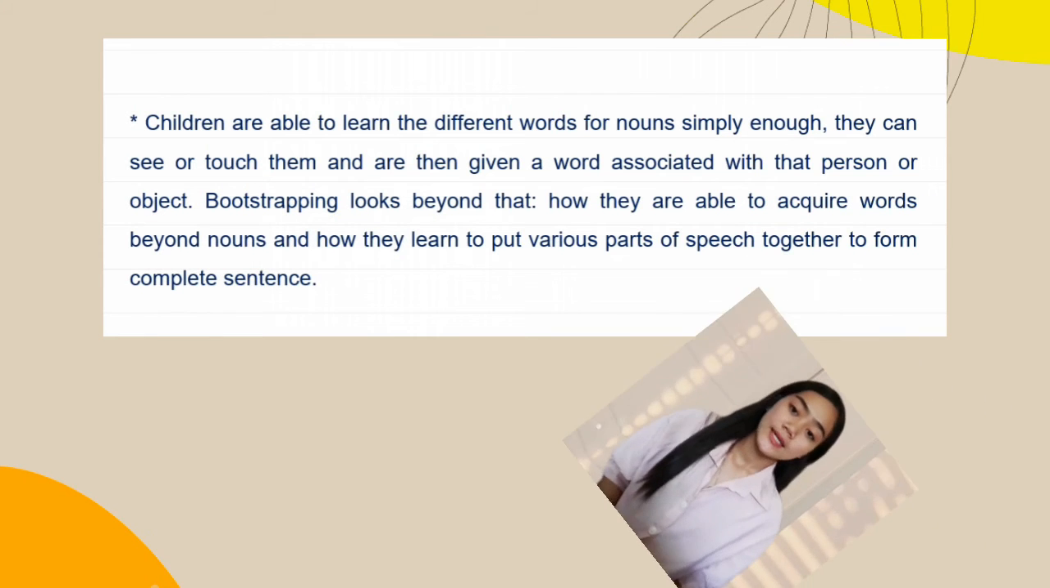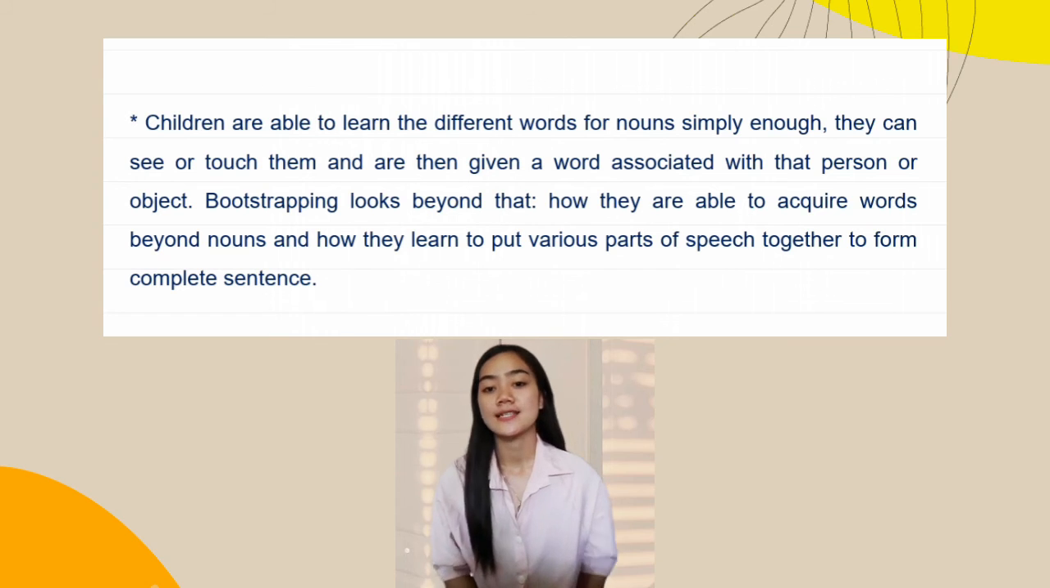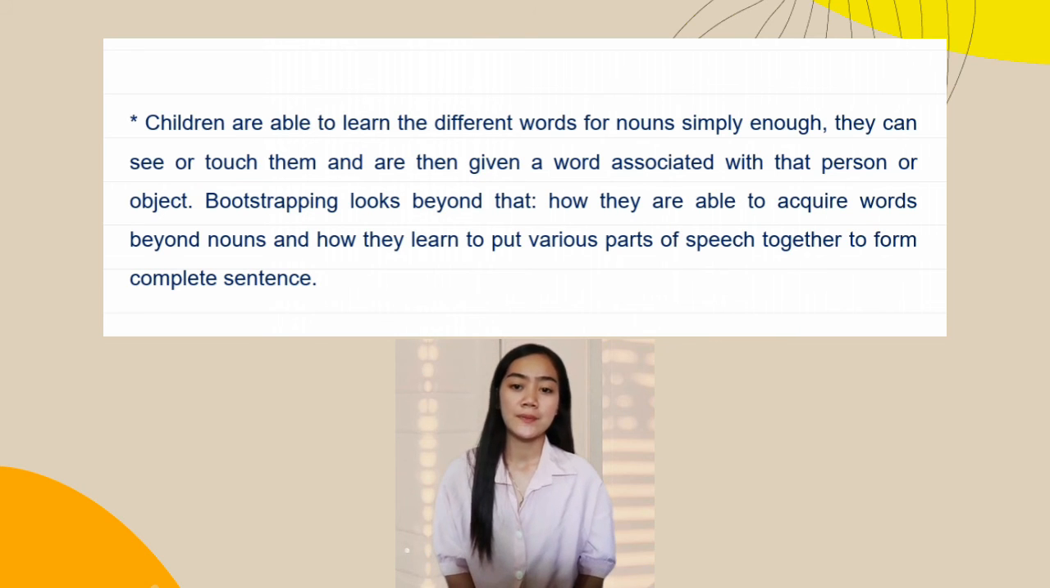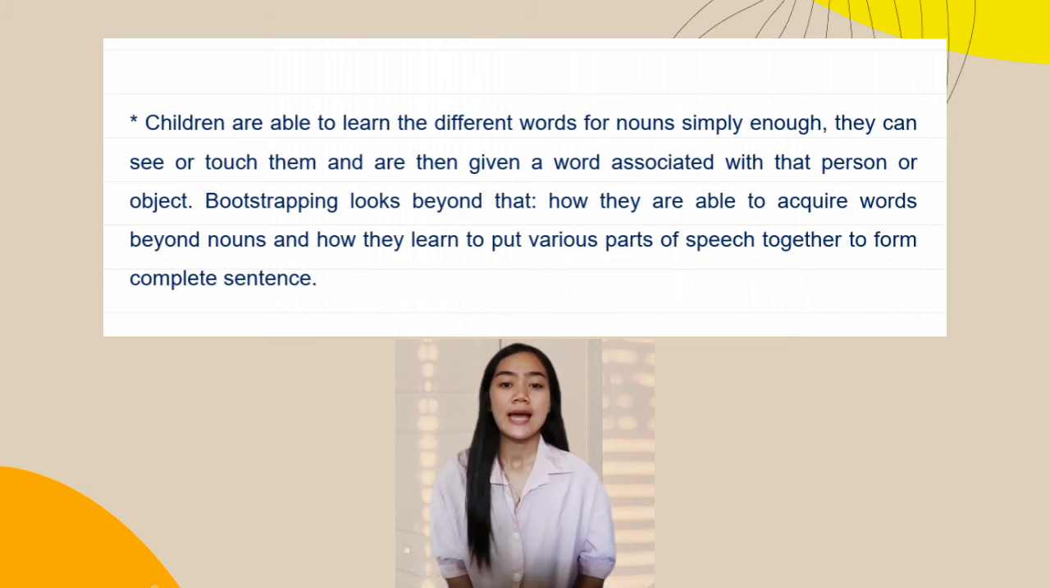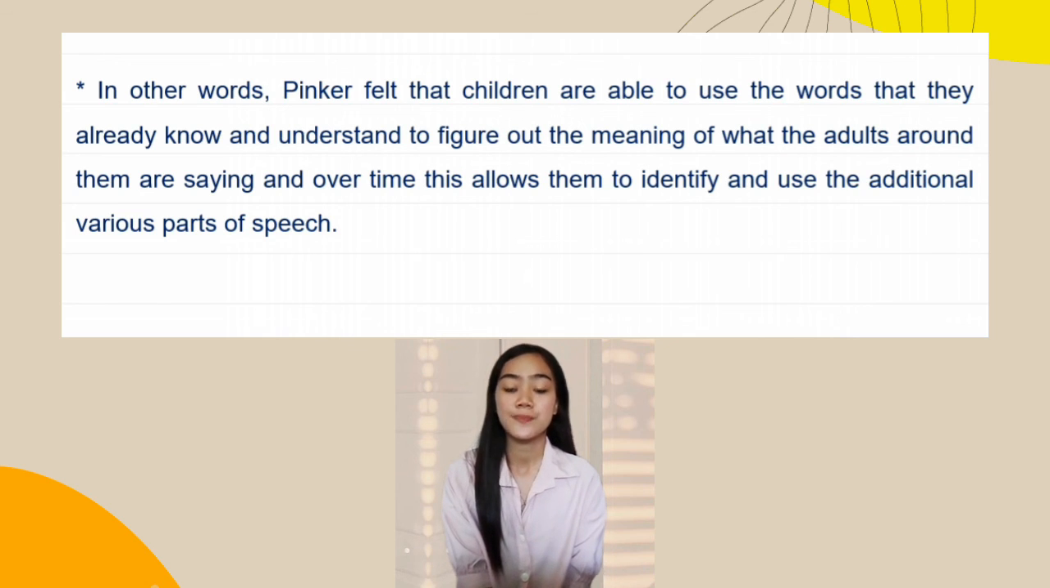Children are able to learn the different words for nouns simply enough, as they can see or touch them and are then given a word associated with that person or object. Bootstrapping looks beyond that, at how they are able to acquire words beyond nouns, and how they learn to put the various parts of speech together to form a complete sentence. In other words, Pinker felt that children are able to use the words that they already know and understand to figure out the meaning of what the adults around them are saying. And over time, this allows them to identify and use the additional various parts of speech.